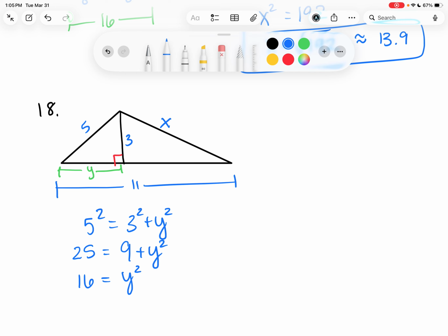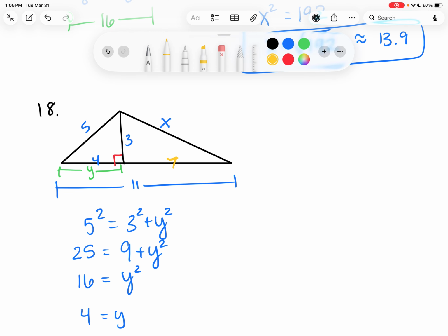16 is equal to y squared, so y is equal to 4. So that means now that this side length here is 4. Would this be a Pythagorean triple if I only had this little triangle? Yes, because they're all integers. All right. Now, what does that mean that this side length is over here if this is 4? 7. Yep. This would be 7.